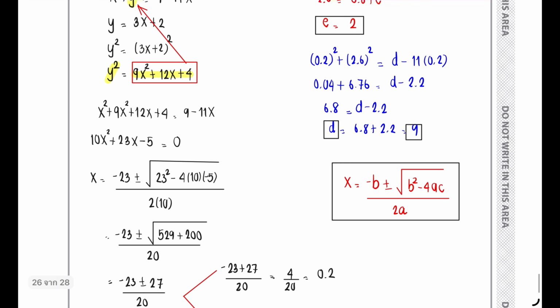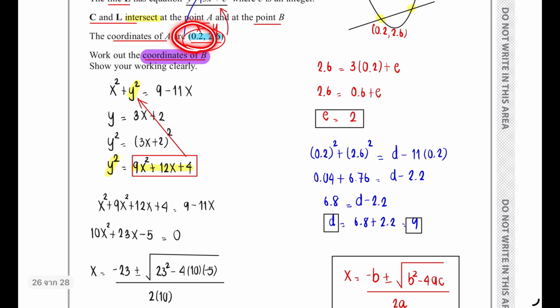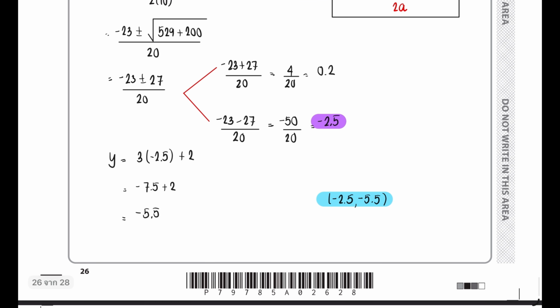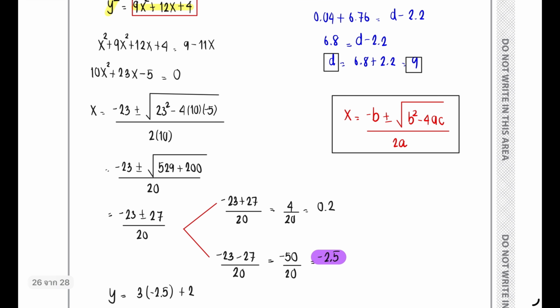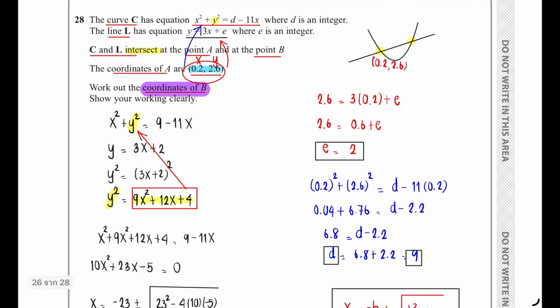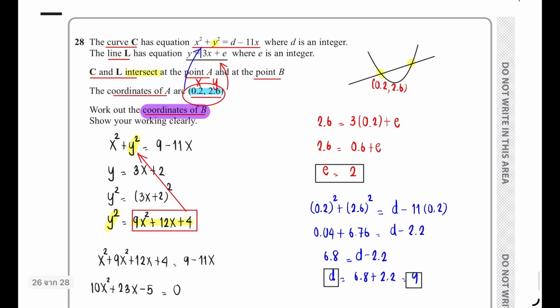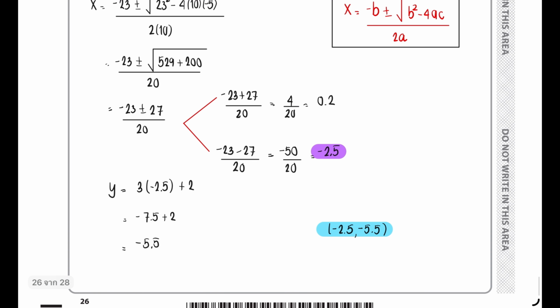But we already have the value of x, which is 0.2. So that means we will use the value of negative 2.5 in order to find the value of y. So I will plug in negative 2.5 into the straight line equation, so that we will get y equal to negative 5.5. Okay, so therefore the coordinates of B will be negative 2.5 and negative 5.5.